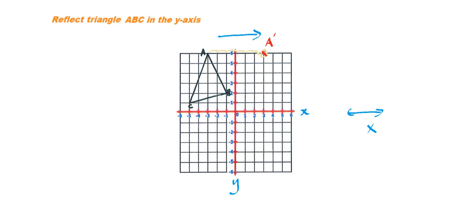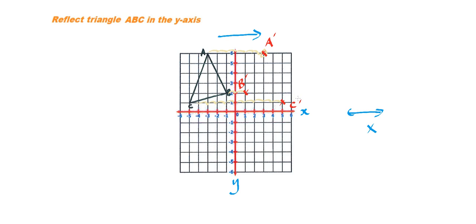B, very, very short steps, 1. So I now know that B complement is going to be here. And I do the same for C. 1, 2, 3, 4, 5. Great. So I now know that C complement is here.